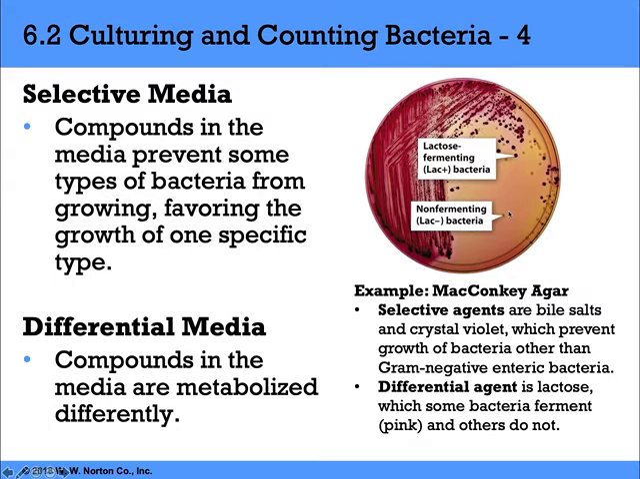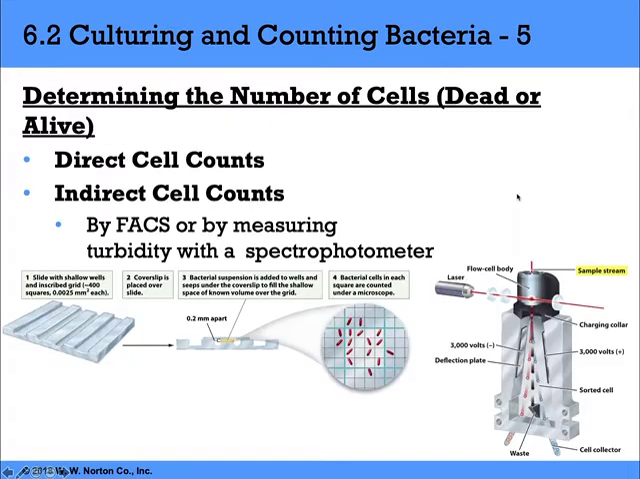You can see some examples of white colonies here, and then fermenters here in the dark red. So if you were to pick from this dark red colony, you would grow up a pure culture of lactose fermenting bacteria of some type. And if you were to pick from this white colony, you would grow up non-fermenting bacteria of some particular type or strain.